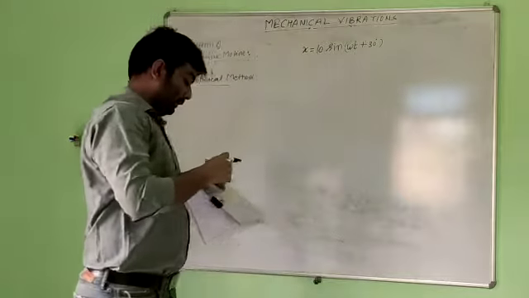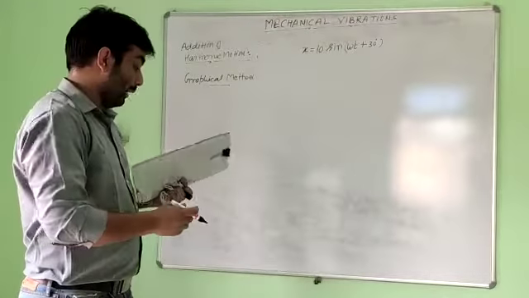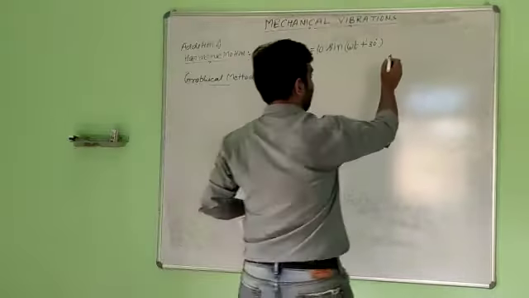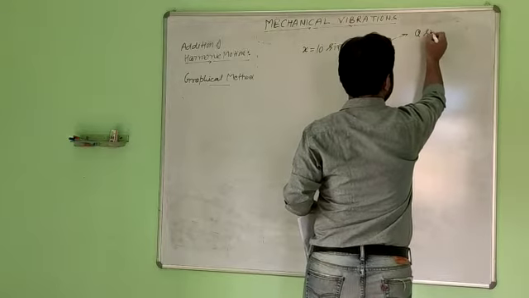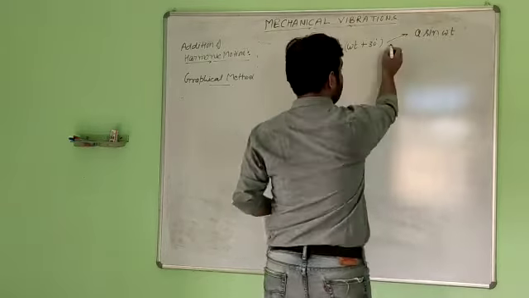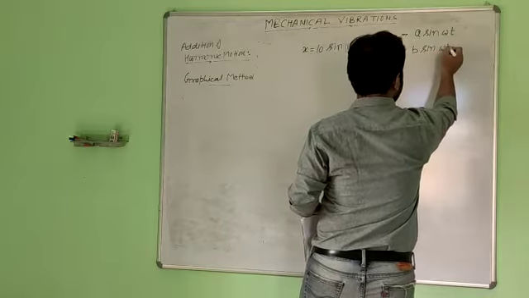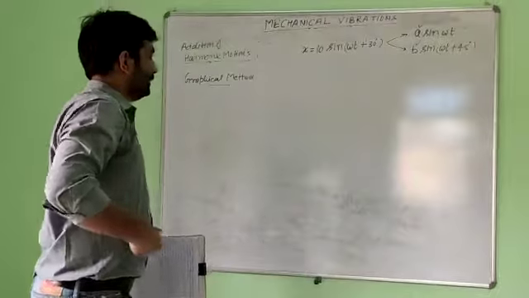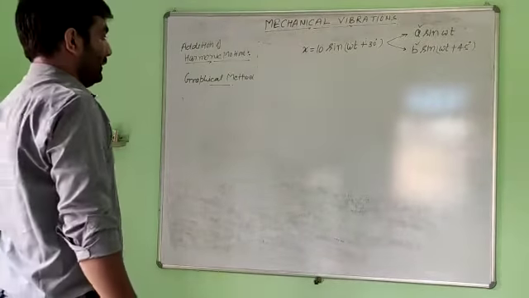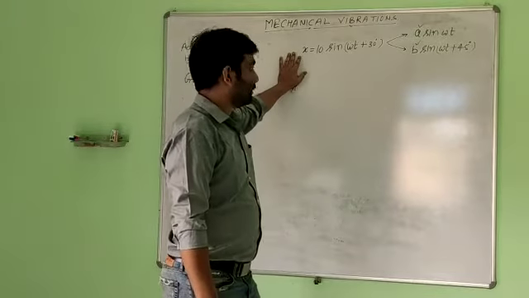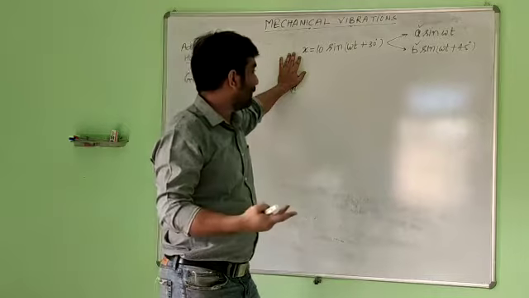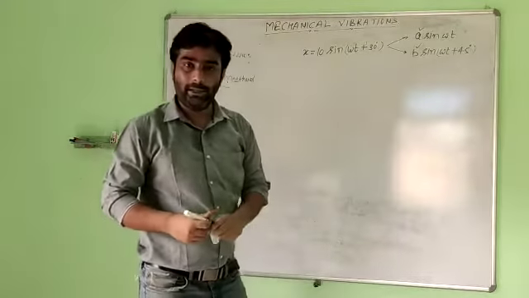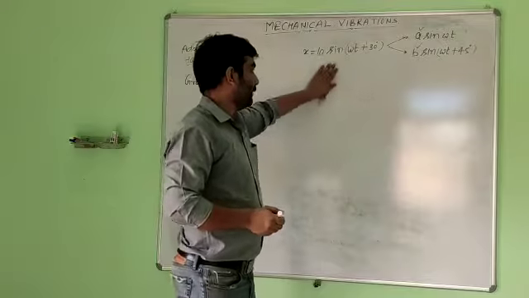We have to split this harmonic motion in such a way that one harmonic motion has phase angle 0 and the other has phase angle 45. How did we calculate it? We assumed two harmonic motions: A sin omega t with 0 phase angle, and B sin(omega t plus 45 degrees). Then we measured the values of A and B. So how are we going to solve this numerical with the help of the graphical method?